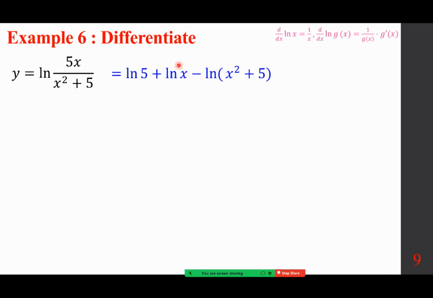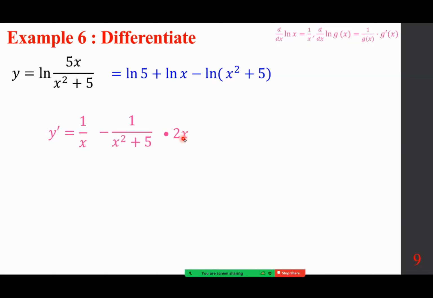Ln x is 1 over x minus ln of x squared plus 5. Flip this over, 1 over x squared plus 5. And then by the chain rule times the derivative of the parentheses, or the argument of natural log, which makes it 2x. And we are done with calculus.